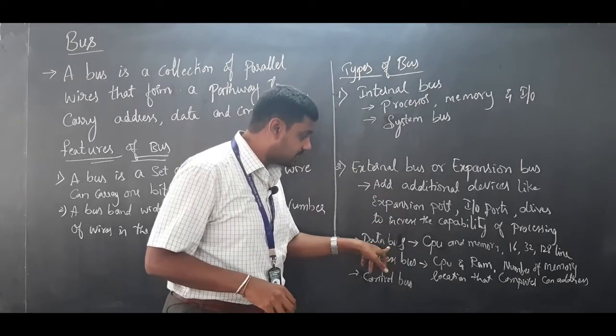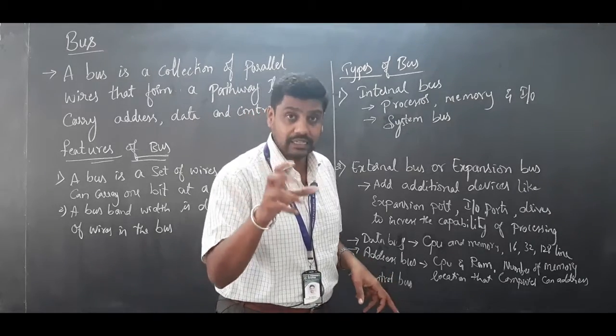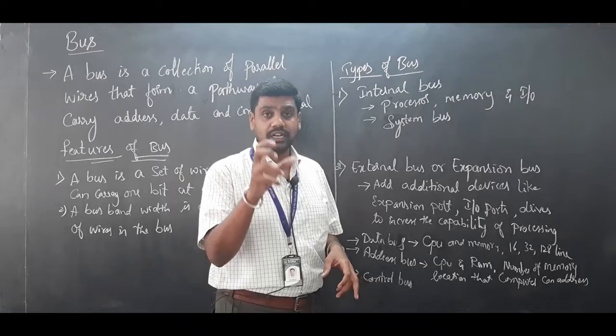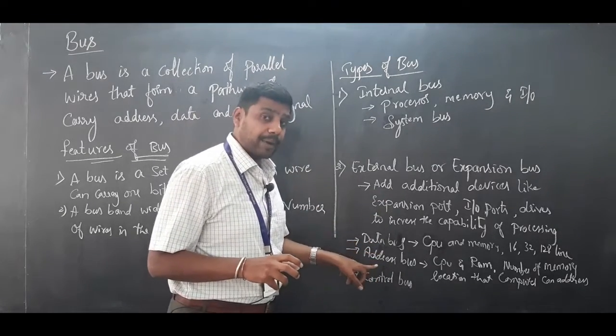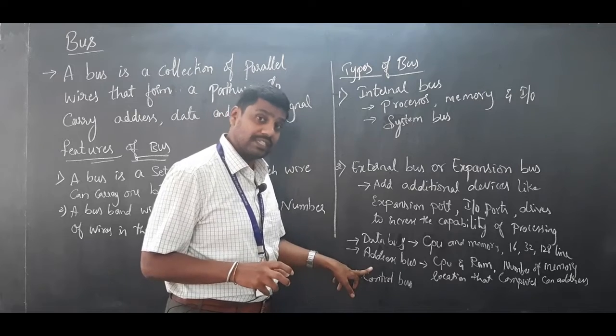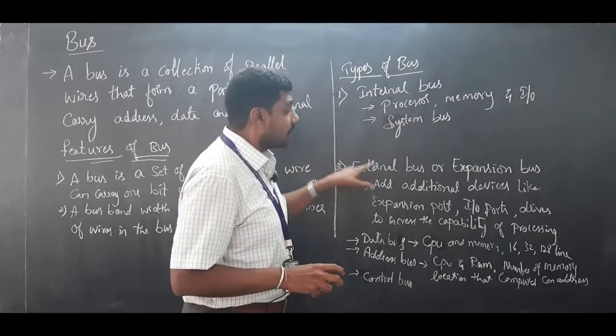While accessing the data bus and the address bus, this control bus will monitor whether an authorized person is accessing or not. These are the three components which we are able to see within these buses. Clear? These are the buses.